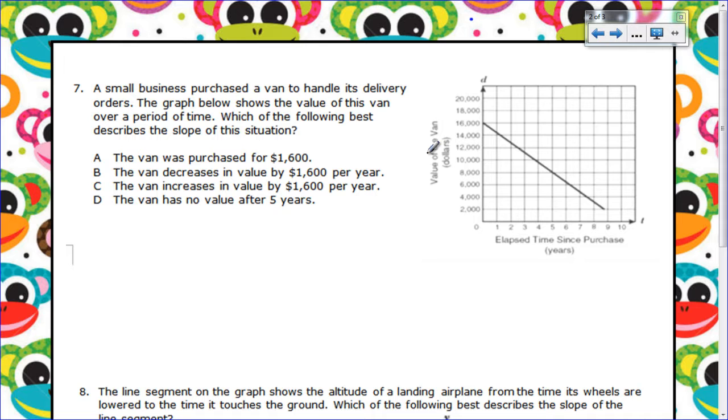So a small business purchased a van to handle its delivery orders. The graph below shows the value of this van. It's not below, it's to the right. But it shows the value of this van over a period of time. Which of the following best describes the slope of this situation?